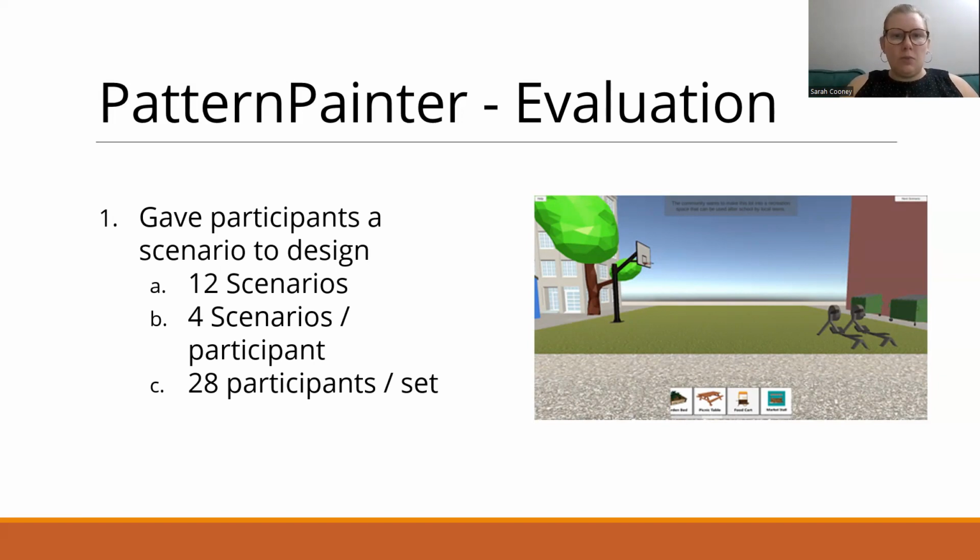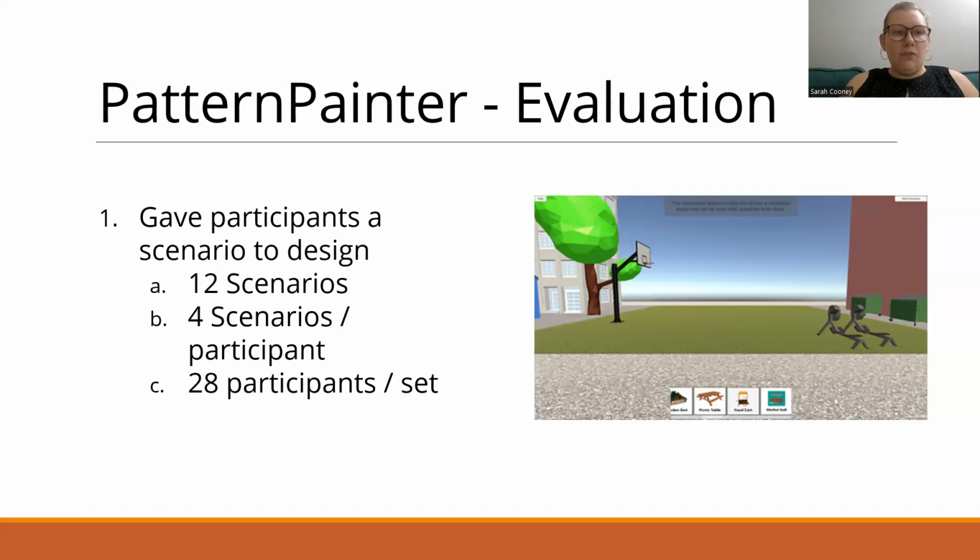Examples of these scenarios, which can be seen in the small gray box at the top of the screenshot, include things like the community would like to use this lot as an outdoor theater. The community wants a space where elderly residents can gather for leisure activities. Or the community would like to see this area transformed into a space for a local farmer's market.